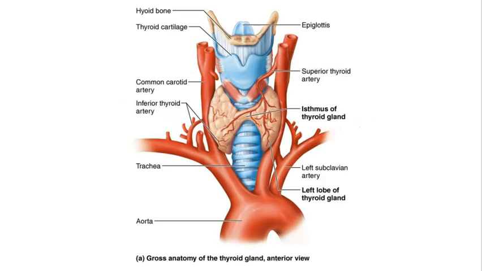So next we will examine the thyroid gland. The thyroid is the largest purely endocrine gland within the body. The thyroid is a butterfly-shaped gland that wraps around the anterior part of the trachea, just inferior to the larynx and just superior to the aorta. It is positioned directly between the paired common carotid arteries.